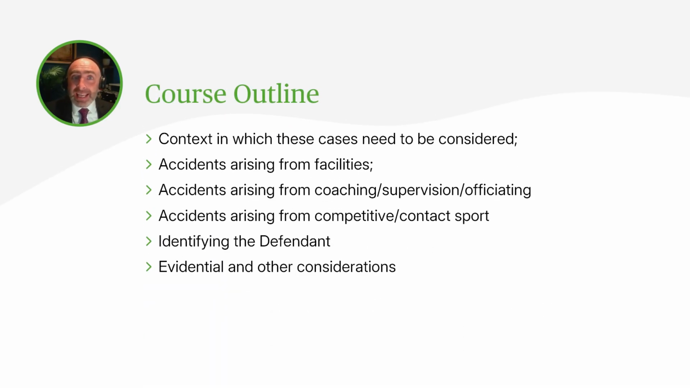So what we're going to cover today is the context in which these cases arise, because that is a really important starting point that you need to bear in mind. We're then going to look at some of the different scenarios in which injuries can occur during the course of sporting activities. So we're going to look at injuries that arise through the use of facilities, injuries that arise through issues with coaching or officiating, and then incidents that occur as a result of player-to-player contact, if you like, during the course of contact or competitive sport. We're then going to look at some of the practical considerations, starting with how you identify your defendant, and then some of the evidential issues that tend to crop up in these sorts of cases.